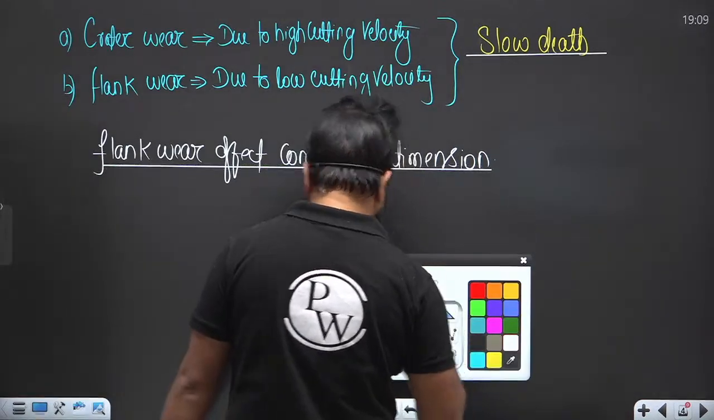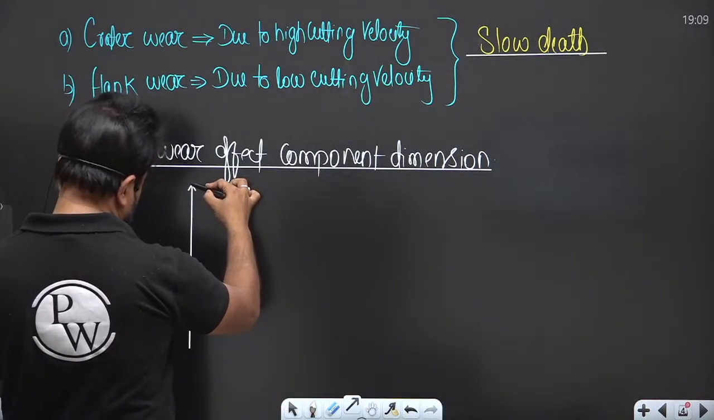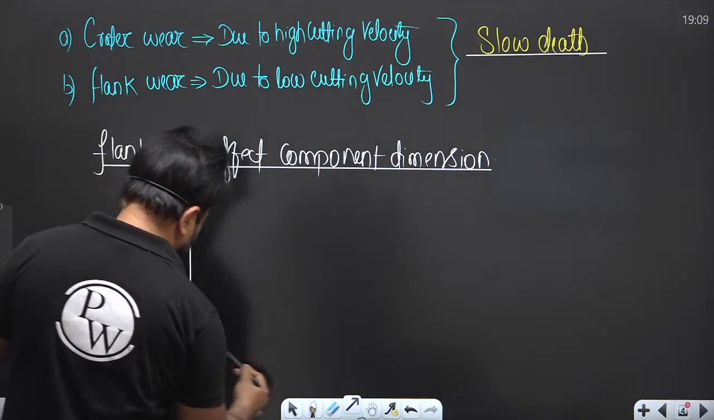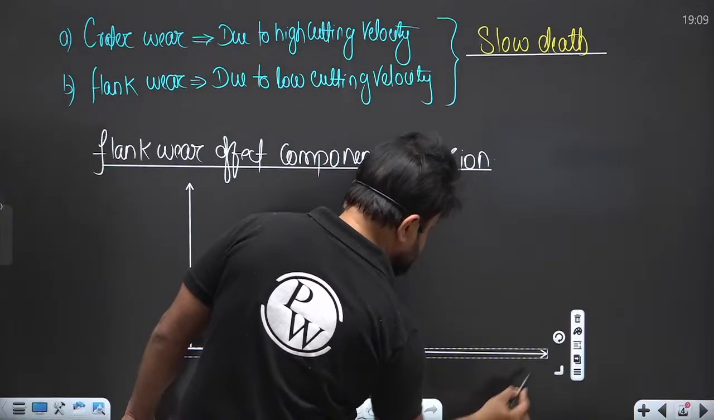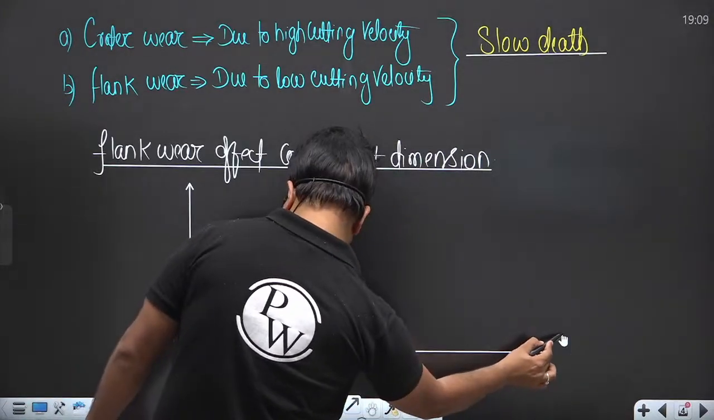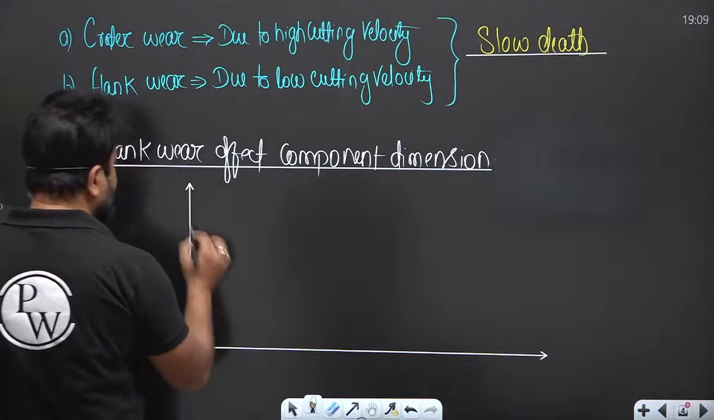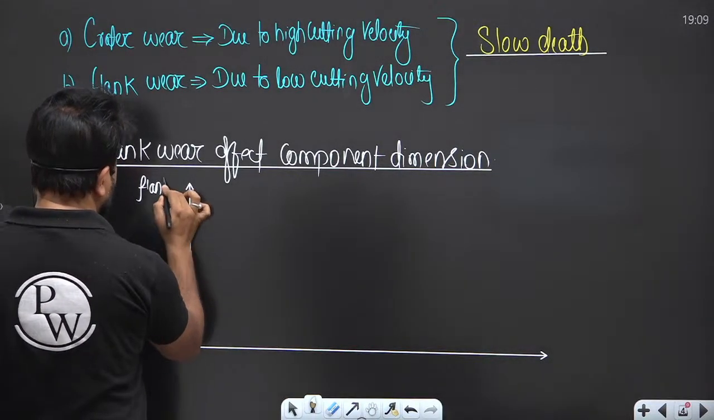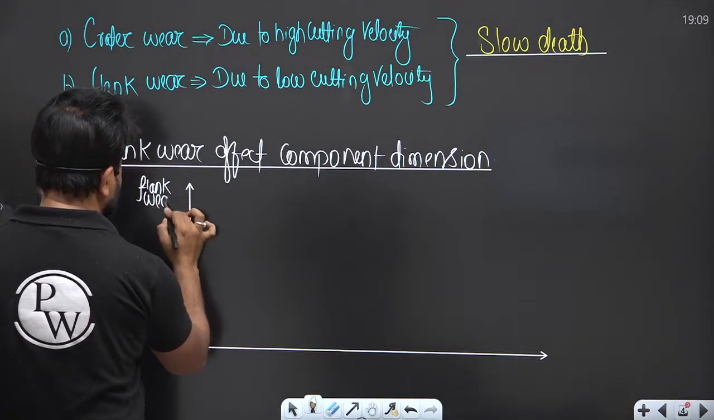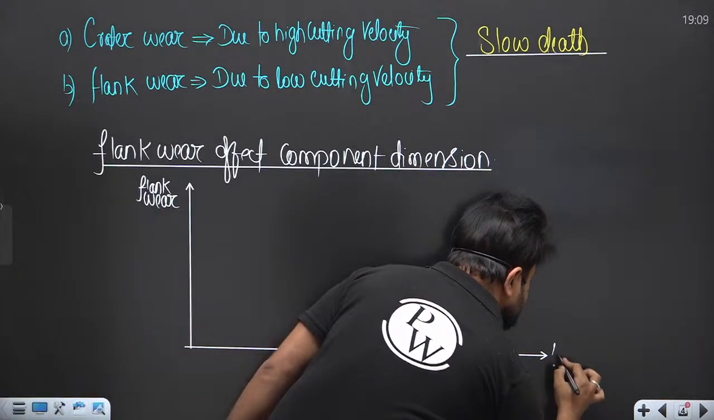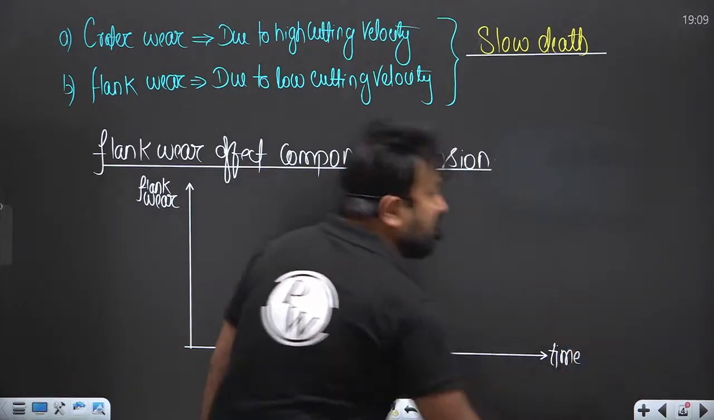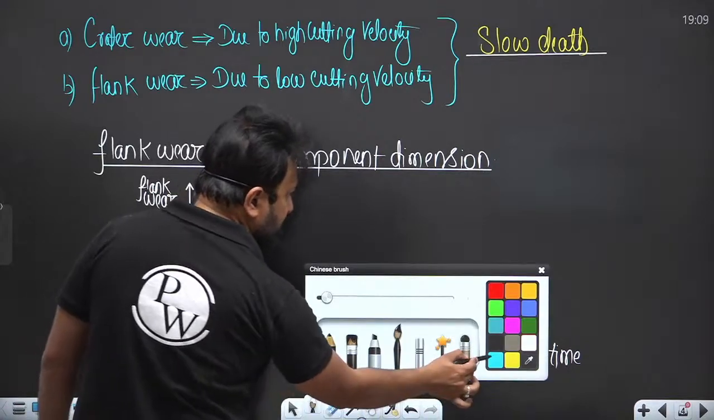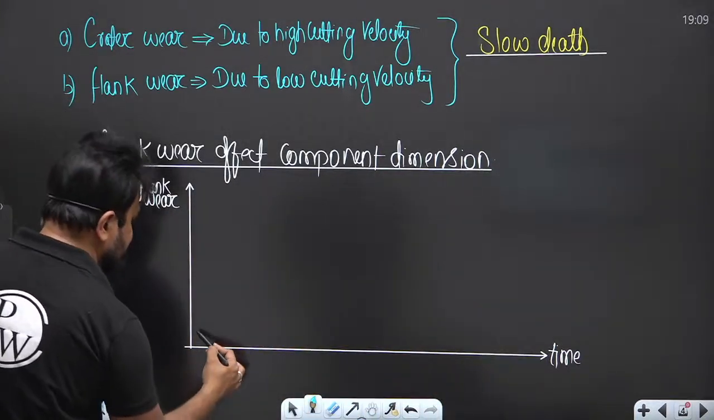My dear, let me draw the flank wear. The flank wear versus what? Time. So this is flank wear, or you can say scratch height, and this is time. Now we can obtain the graph of flank wear versus time like that.